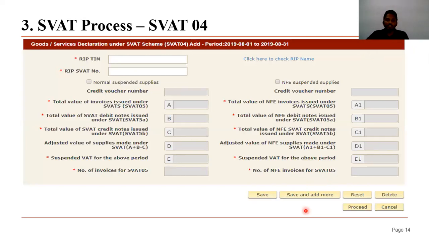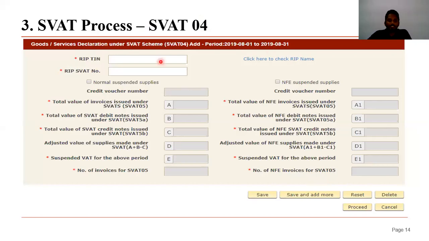Let's assume the company, soon after they issue the physical invoice, they are required to enter it after lapse of that month. That means January: soon after January finished, in the February month, they need to enter that supply, that sale in the system. We call it SVAT 4. Here also, goods and service declaration under SVAT scheme, SVAT 4. This is for one particular month. Let's say here the example is 2019 August month.